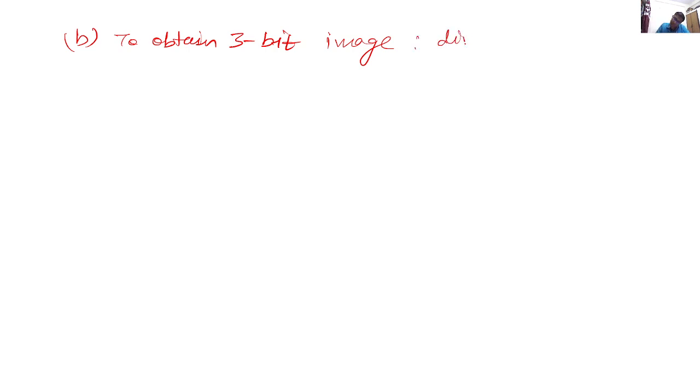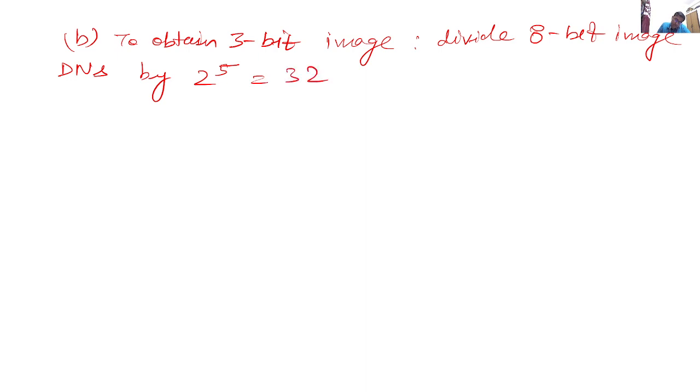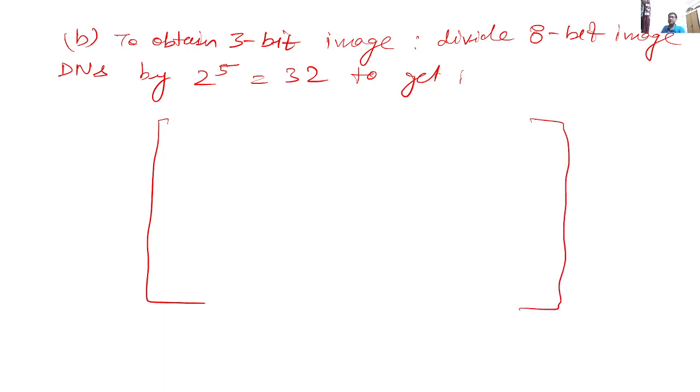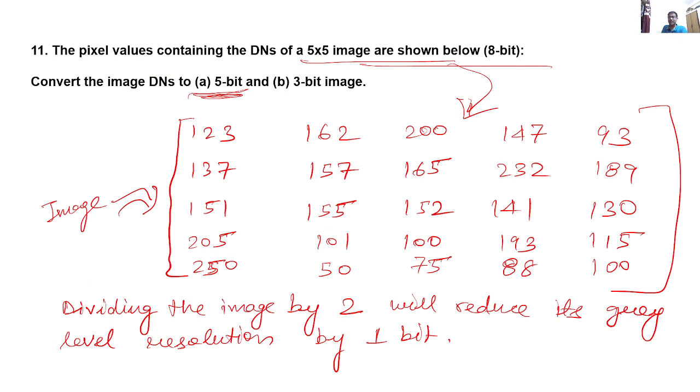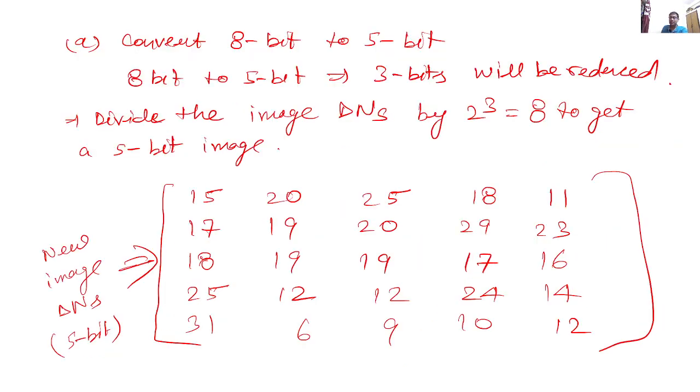Divide the 8-bit image DNs by 2 to the power 5, which is equal to 32, to finally get, I'm straight away writing the answer. You need to round it up also. I mean, divide the elements, the 8-bit elements which are given in the question, by 32, and then you need to round it up, because DNs are never non-integer values.